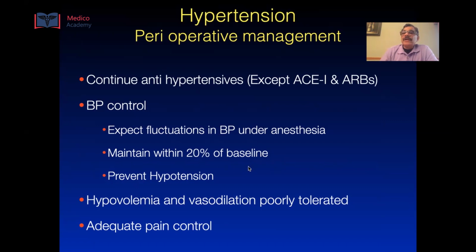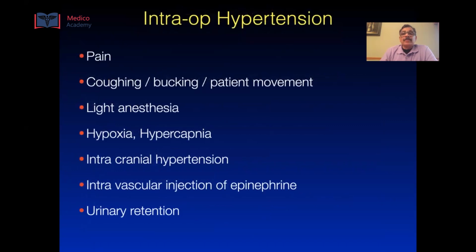We try to maintain within 20% during the operation. And we prevent hypotension again because of obvious problems with the kidney and the brain and the coronary circulation. These patients again tolerate hypovolemia and vasodilation very poorly, and we should also focus on pain control because pain is one of the risk factors for intraoperative hypertension.